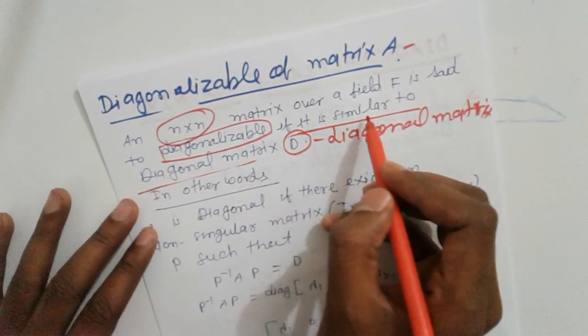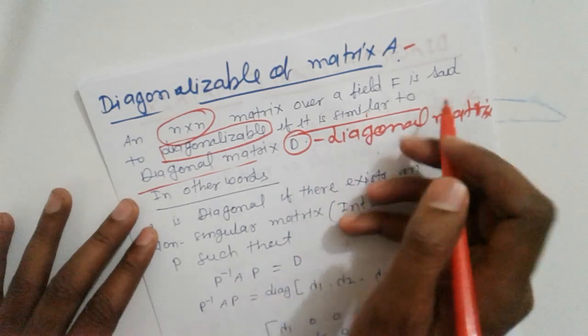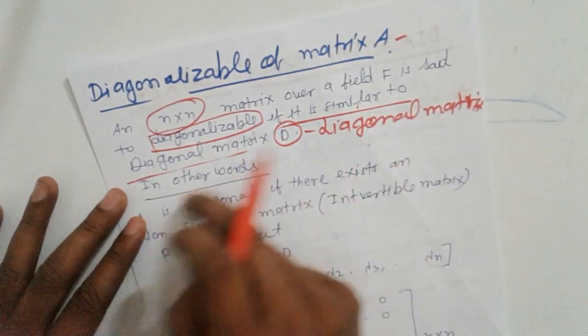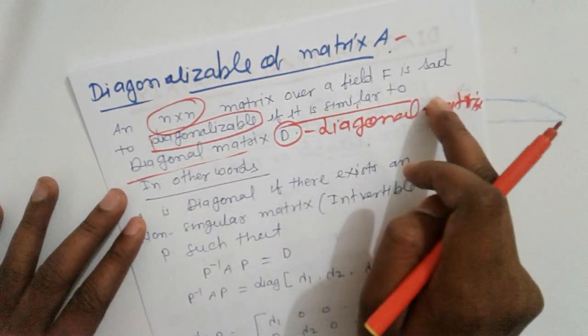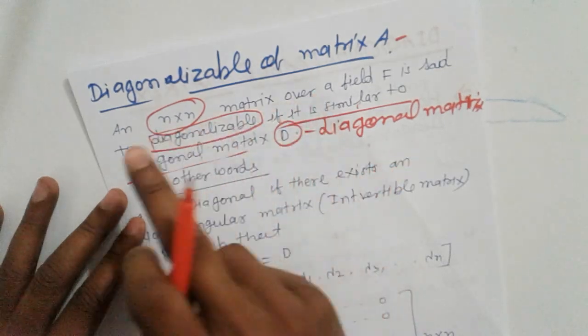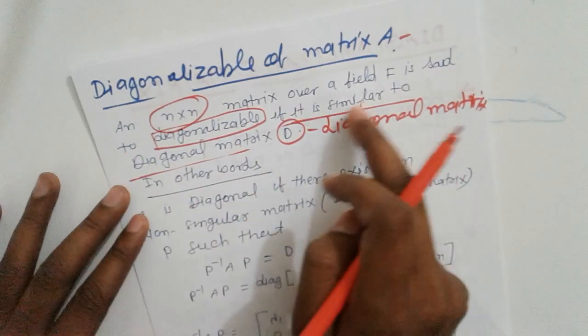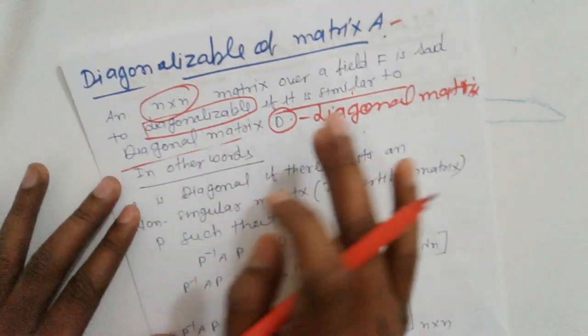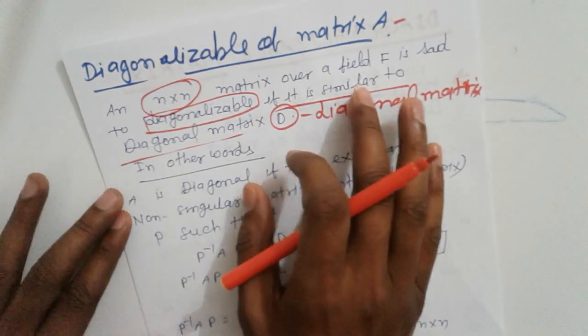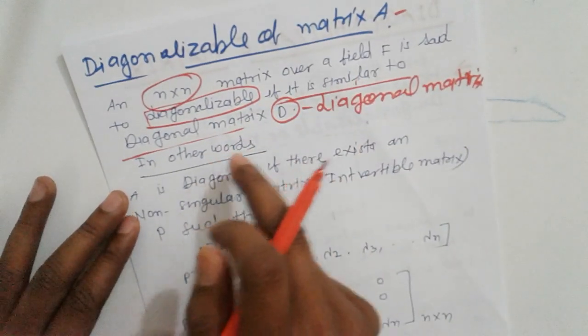That is what we mean by similar, as a matrix is similar but not diagonal. Every diagonal matrix is diagonalizable, but a diagonalizable matrix is not necessarily a diagonal matrix. So remember that.